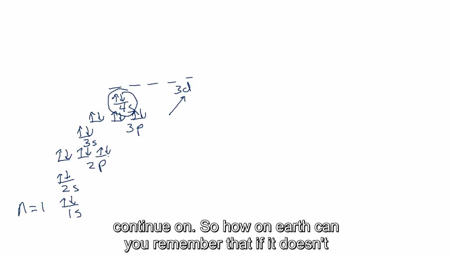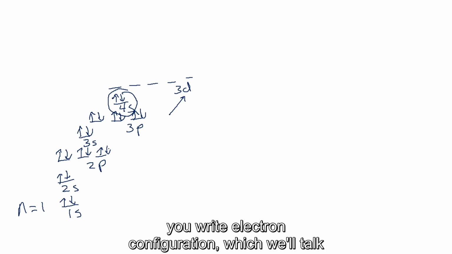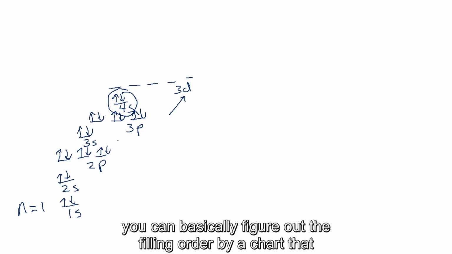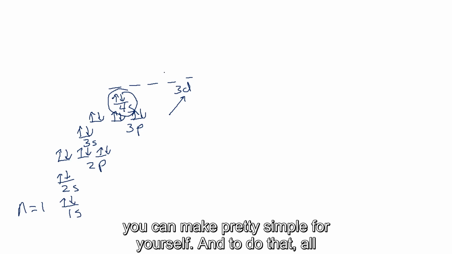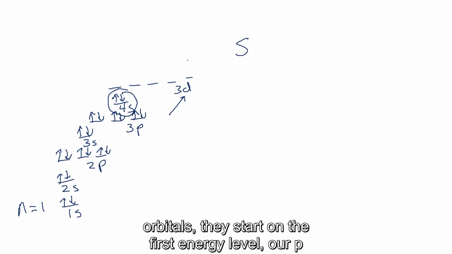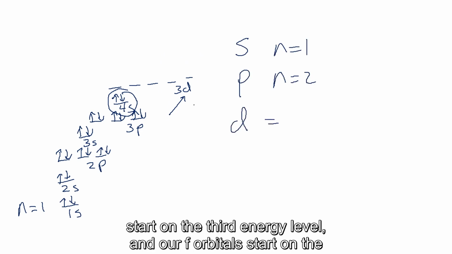So how on earth can you remember that if it doesn't really go in order of the numbers? Most of the time when you write electron configuration, which we'll talk about in the next video, you do it based on filling order. And you can figure out the filling order by a chart that you can make pretty simple for yourself. And to do that, all you have to remember is what we talked about, which is our s orbitals, they start on the first energy level. Our p orbitals start on the second energy level. Our d orbitals start on the third energy level.